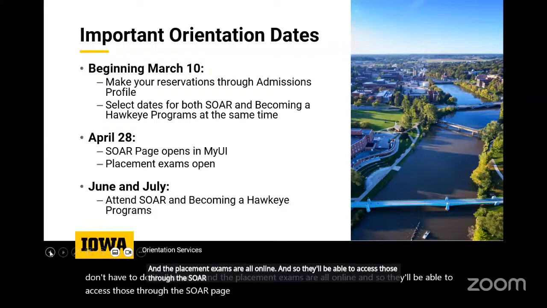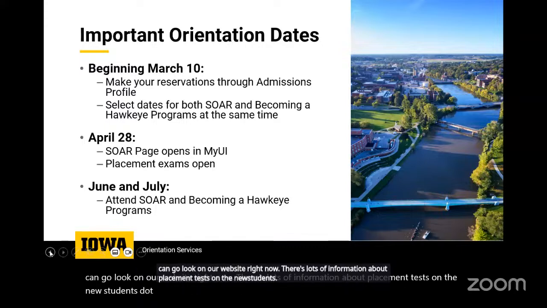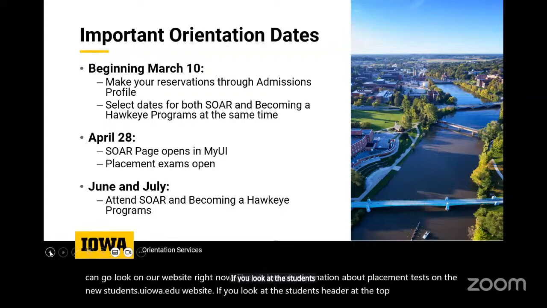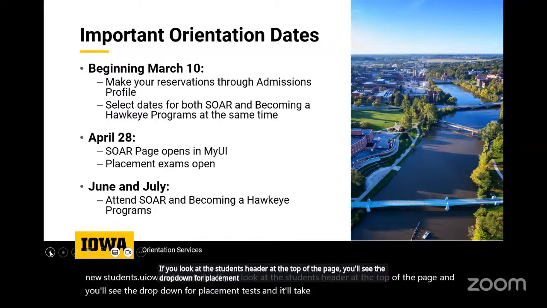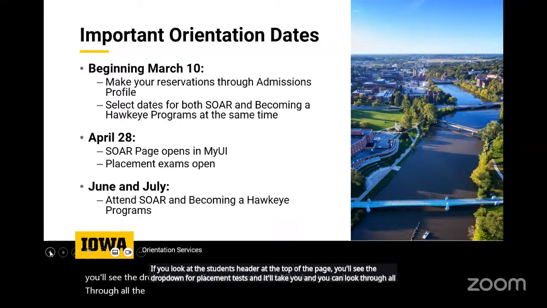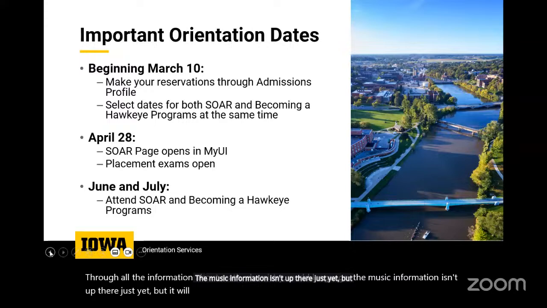If you want more information about placement tests, you can go look on our website right now. There's lots of information about placement tests on the newstudents.uiowa.edu website. If you look at the students header at the top of the page, you'll see the drop down for placement tests, and you can look through all the information about math, chemistry, world language. The music information isn't up there just yet, but it will be before April 28th.